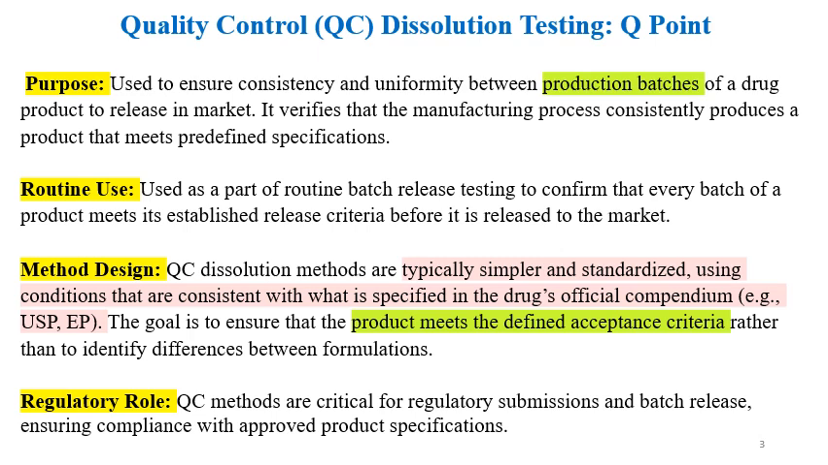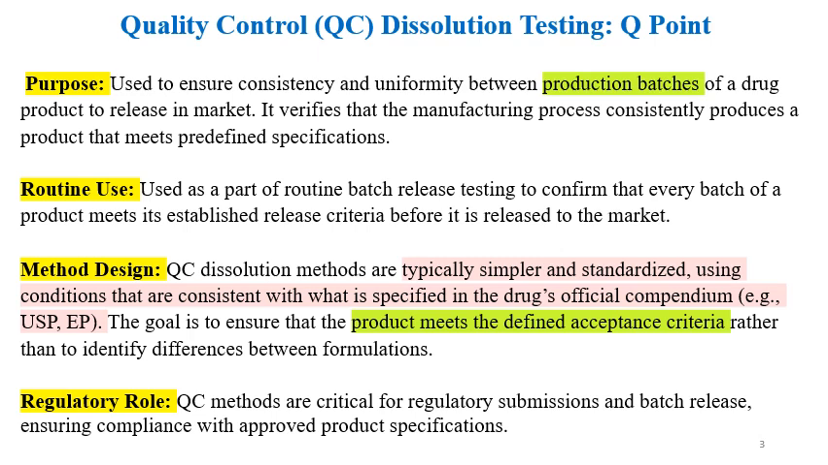Method of design. So QC dissolution methods are typically simpler and standardized. These are used at plant levels in the commercial setting, using the conditions that are consistent with what is specified in the drug's official compendium like USP, IP, and QC dissolution testing is approved by the regulatory authority. While discriminatory dissolution method is only in the formulation development phase, so it does not require approval. The goal is to ensure that the product meets the defined acceptance criteria rather than to identify the differences between the formulations.